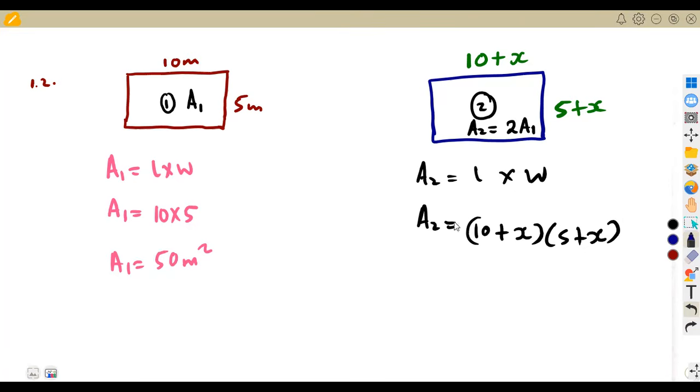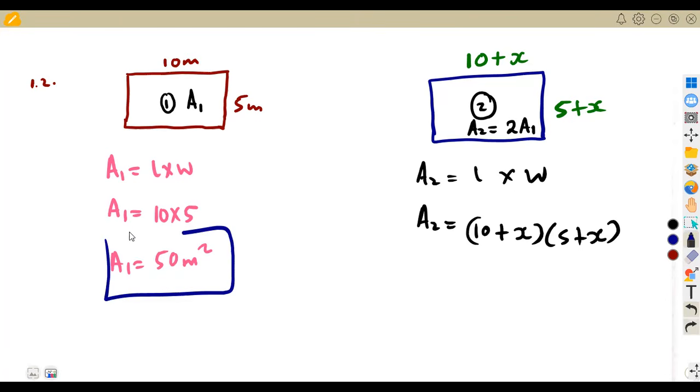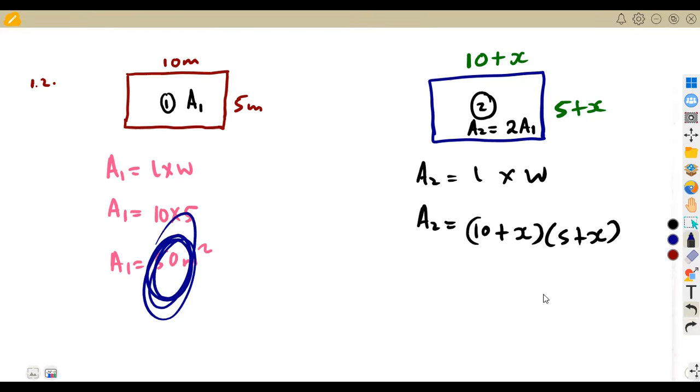So this is the expression for the area of the second rectangle. The 50 is actually the numerical value, not the expression, because we have the exact number representing area. But in our relationship, they are saying that the area of this rectangle is supposed to be equal to 2 times area 1, which is double area 1. So this is our area 2 from that statement: the area of the second rectangle is double the first area, which is 2 times.